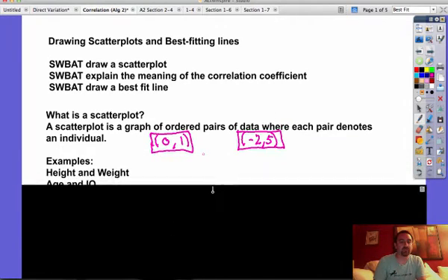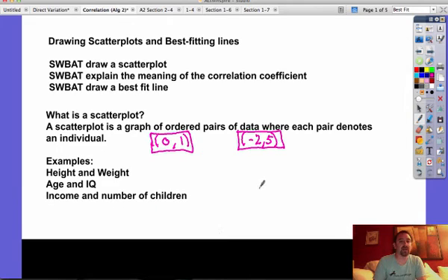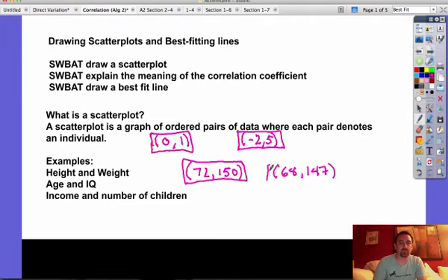All right, so let's look at a few examples. One example would be height and weight. So perhaps this is an ordered pair, 72 inches and 150 pounds. This is describing perhaps a person. That ordered pair describes one person. This ordered pair perhaps describes another person. The first is height, the second is weight, and this one describes a particular person, and this one describes a particular person. It's not as if 68 somehow goes with 150 in this case.